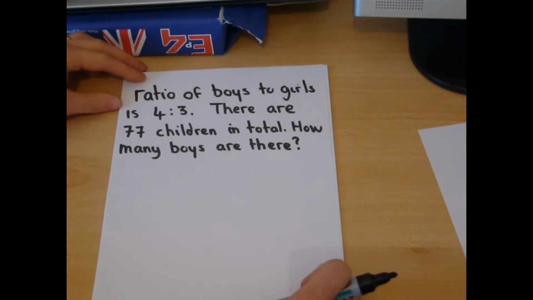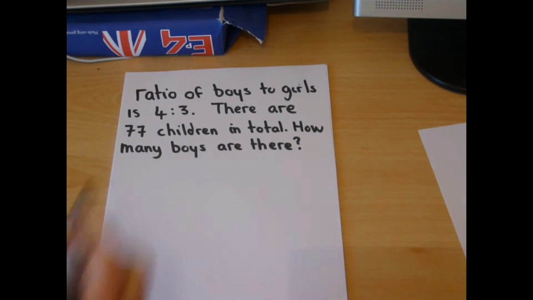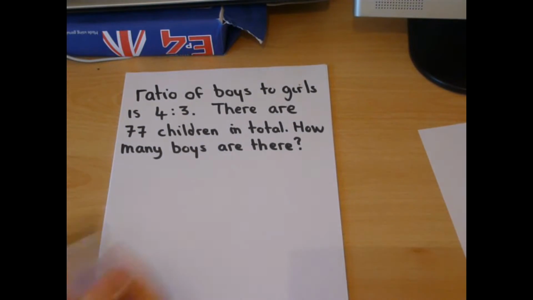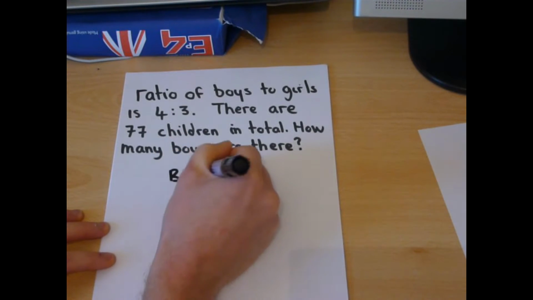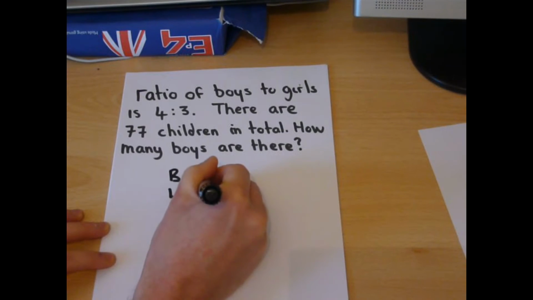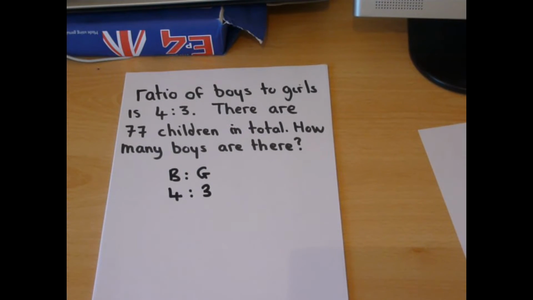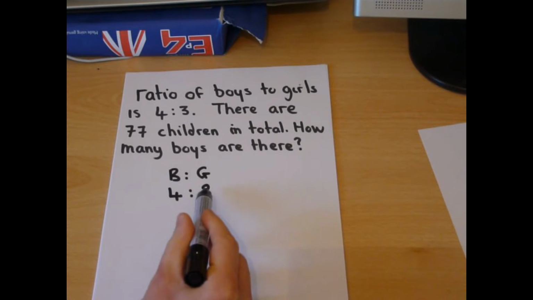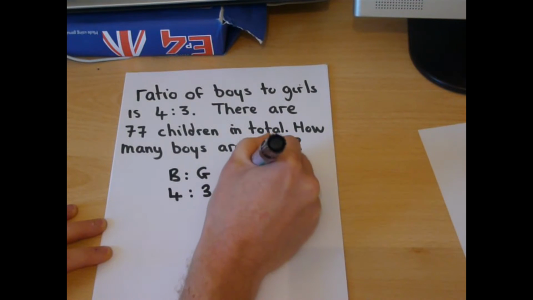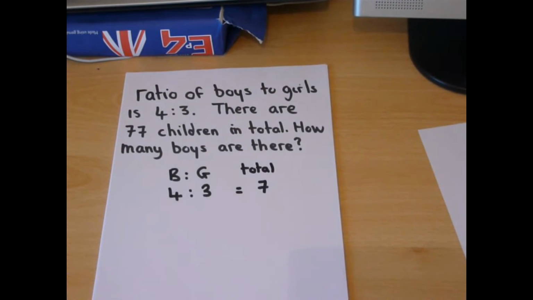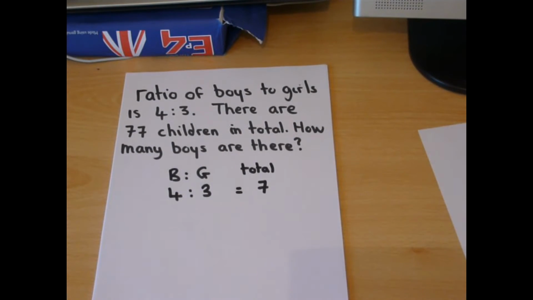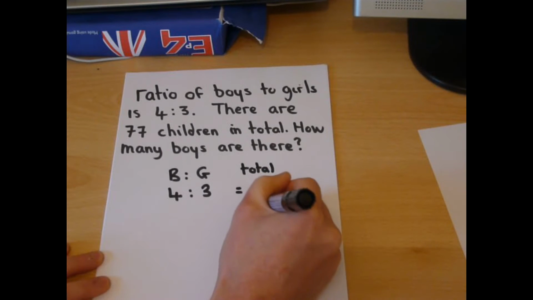In a similar way, suppose you're told the ratio of boys to girls is 4 to 3. So boys to girls is 4 to 3. In every group, so to speak, there are 4 boys and 3 girls, which makes a total of 7 per group. But there are 77 children in total.